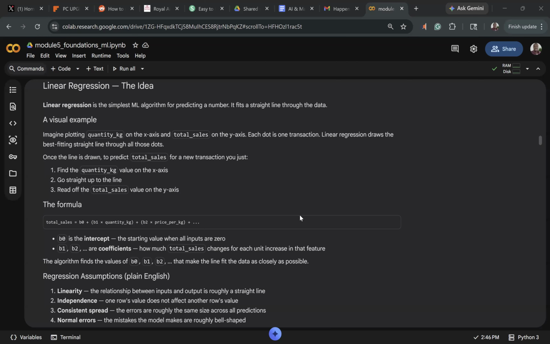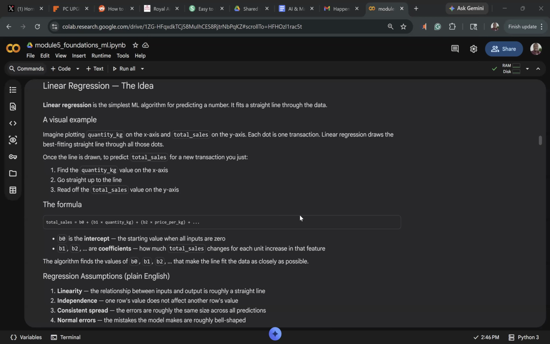I believe that should be linear. If quantity is on the x-axis and total sales on the y-axis, the higher the quantity, the higher the total sales. So each dot is one transaction. Linear regression draws the best fitting line through all those dots. We will see that very shortly.